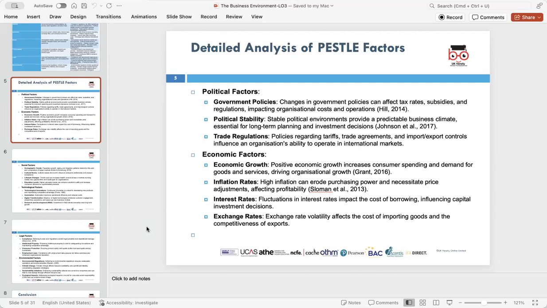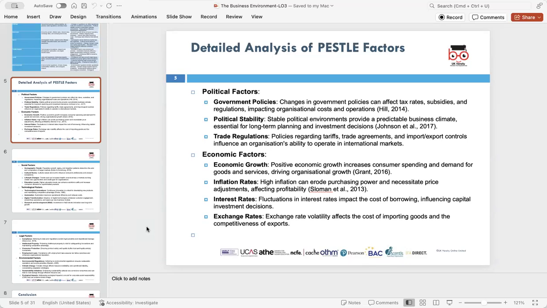Government policies include tax rates, subsidies, and regulations that can impact organizational operations. Changes in tax rates can affect companies' profitability. Higher taxes can reduce net income, while tax incentives can encourage investment. Government subsidies can lower production costs and support industries. For example, subsidies for renewable energy projects can make them more financially viable.